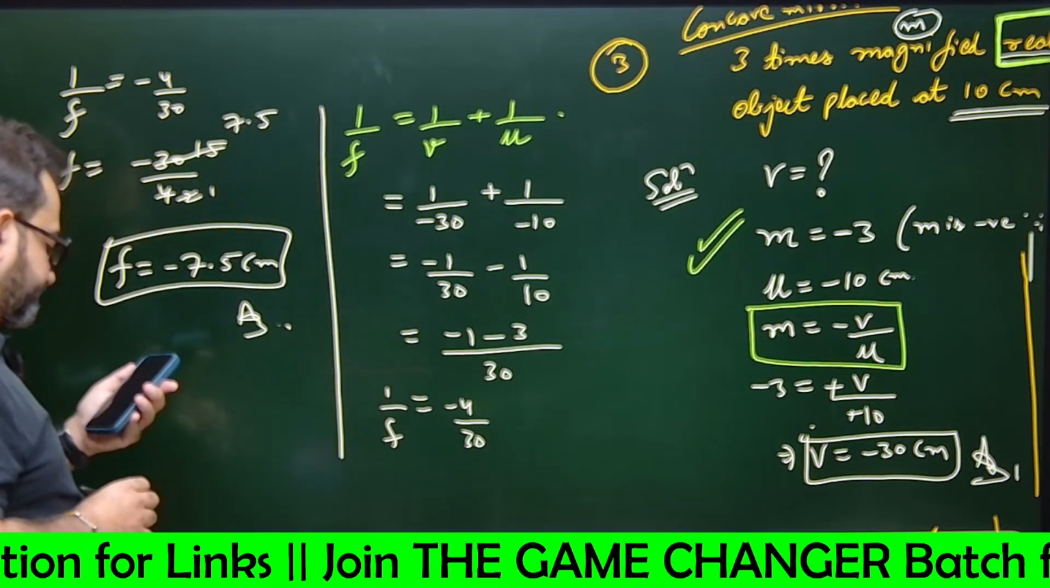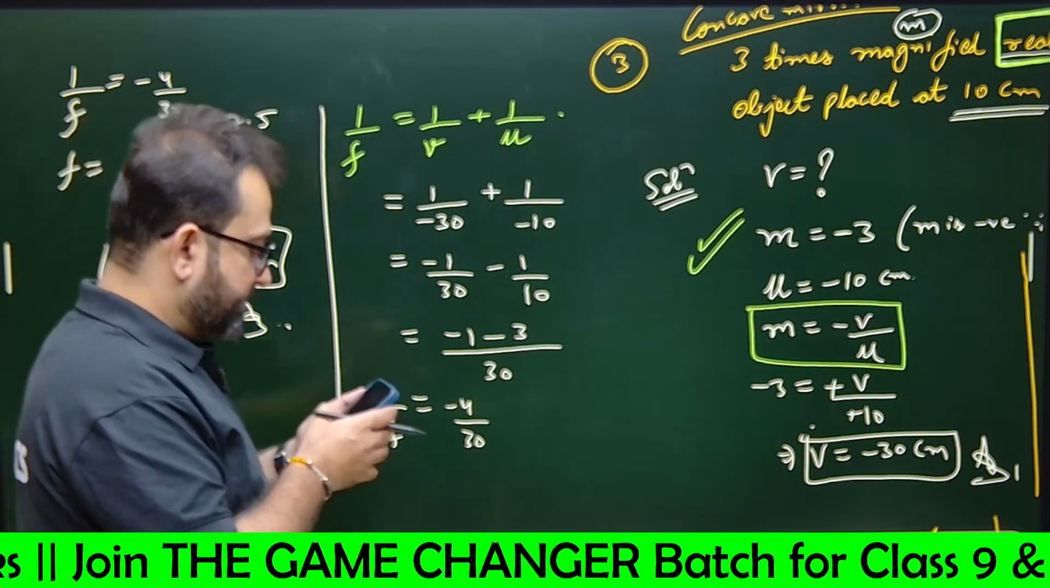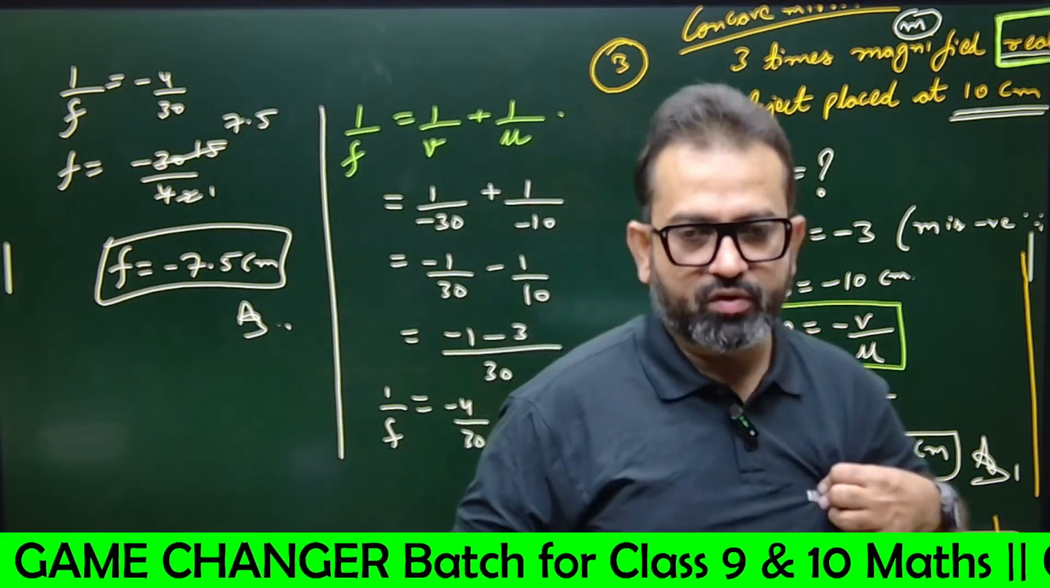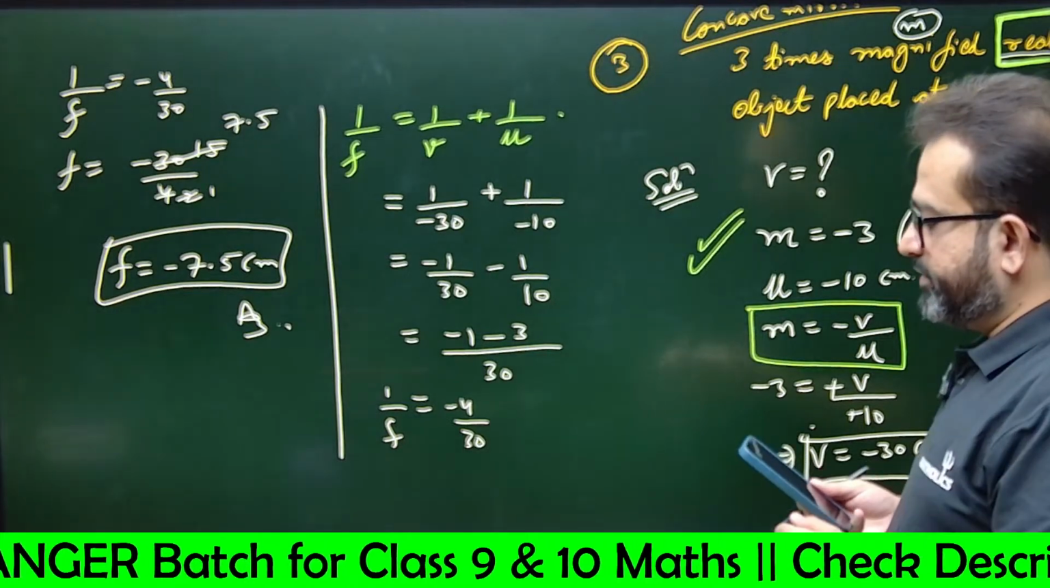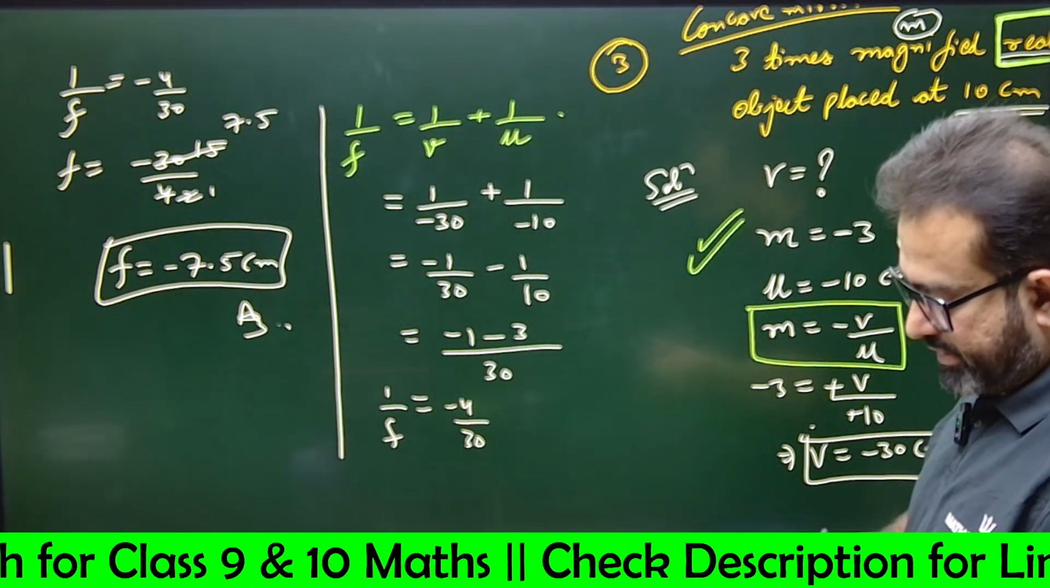Yes, this is the value. Very good, excellent. Focal length is nothing but minus 7.5 centimeters. Sorted? Yes or no in the comments?